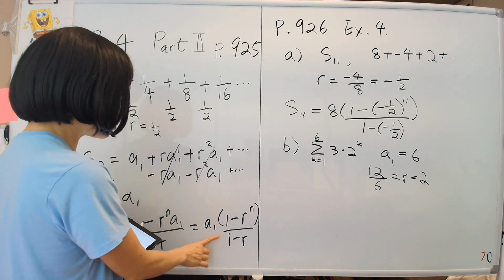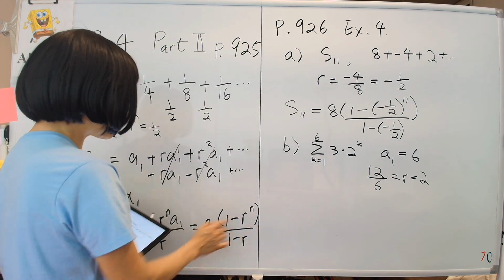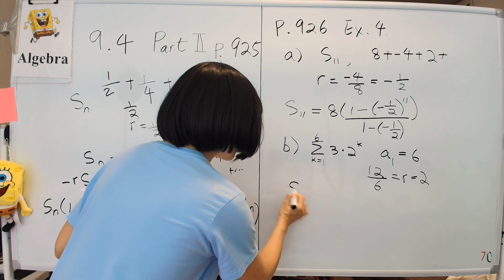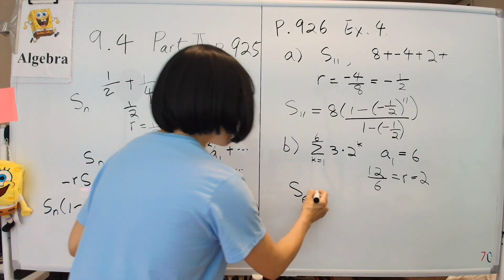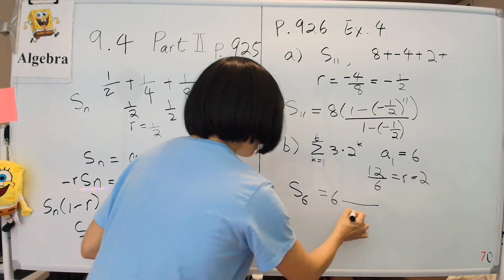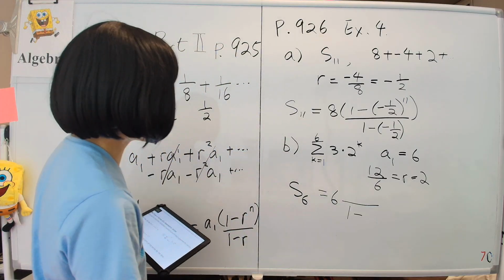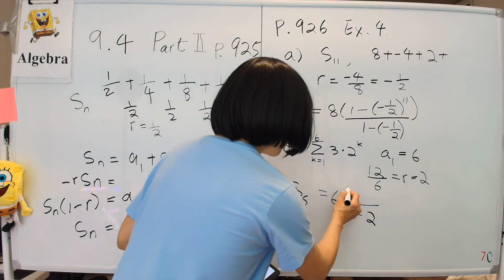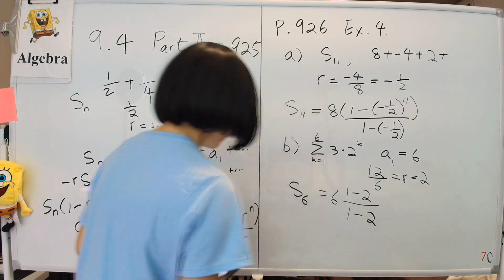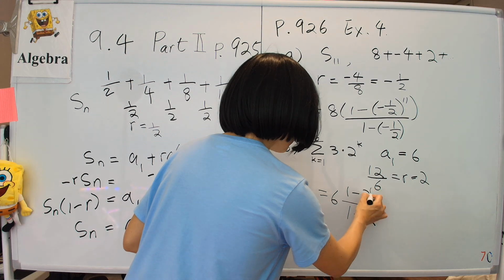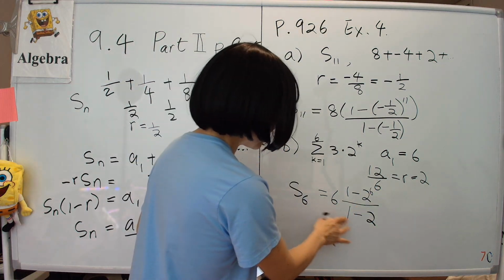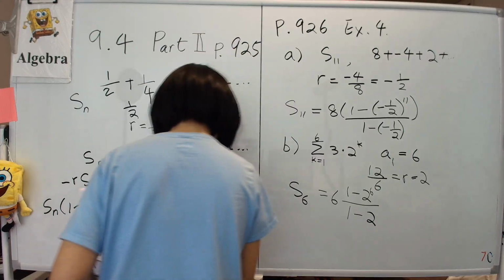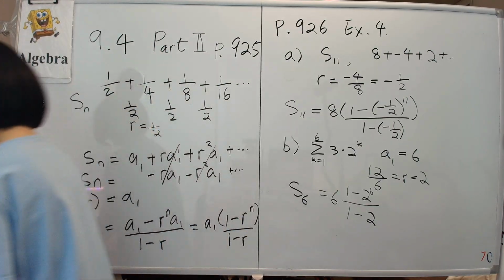Well, that means nothing to us. We just plug it into the same equation. The sum, we're looking for S6, right? So S6, following the formula right here, is equal to A1, 6, times 1 minus R, where R is 2, so 1 minus 2, to the power N, which is 6. And on the bottom is 1 minus 2. Let's do that on the calculator and not think any more about it.